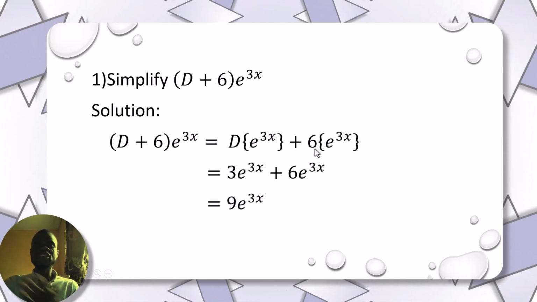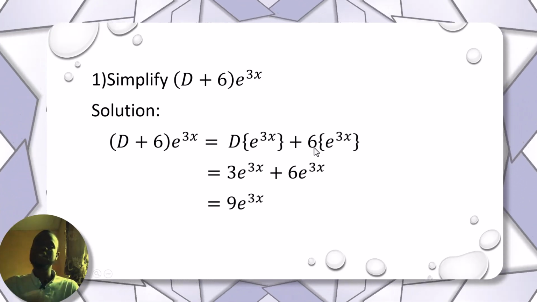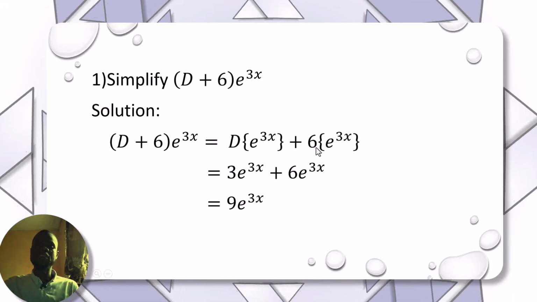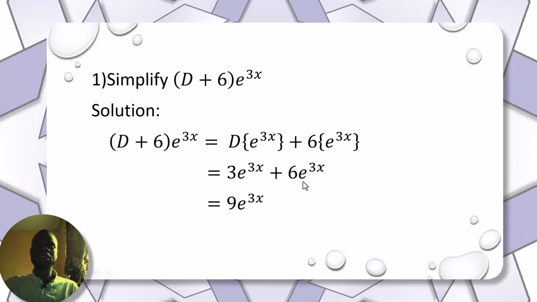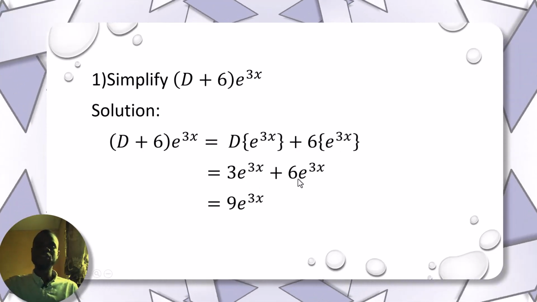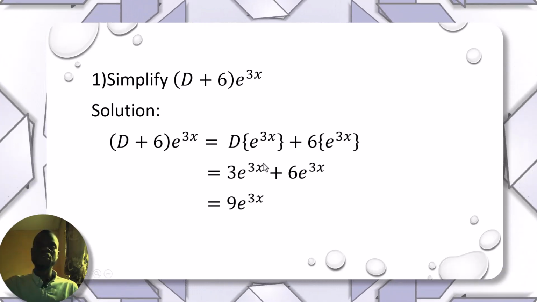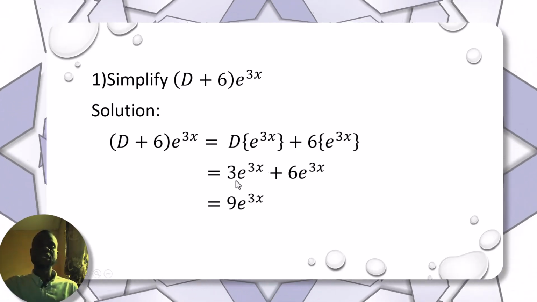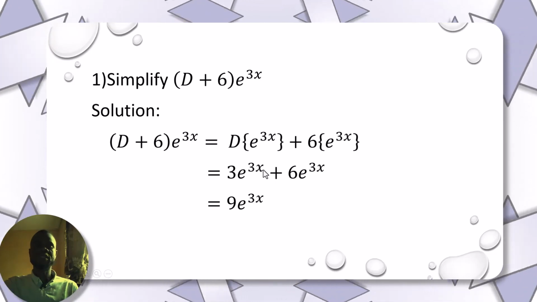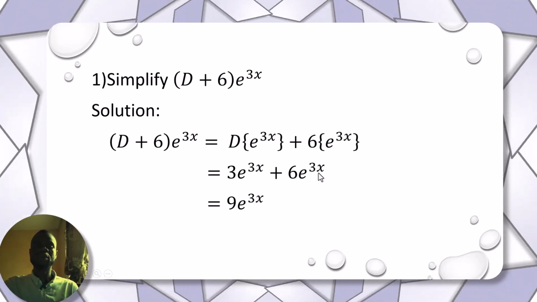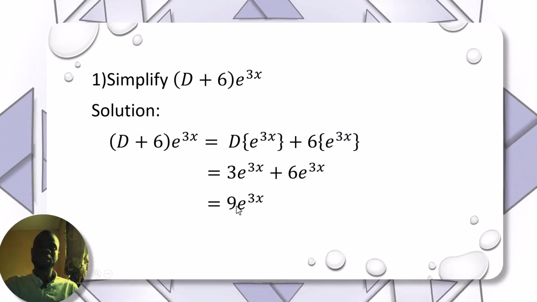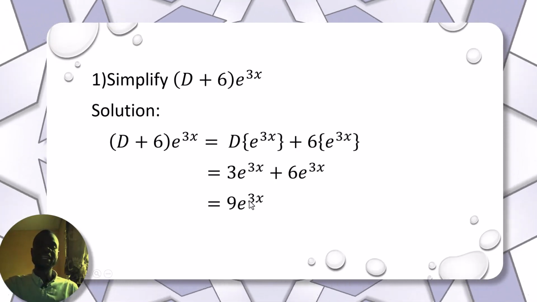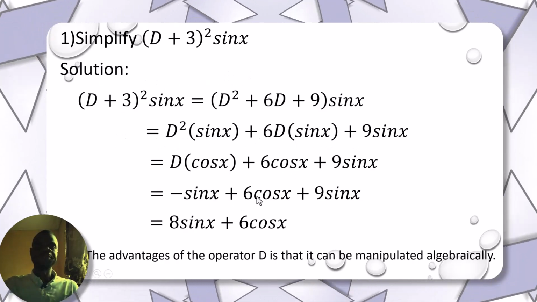For this, there is no d. Since there is no d, I'm not going to differentiate it. I simply open the bracket to give me this. Now there's something common here, e to the power of 3x, so I can just add them. 3 e to the power of 3x plus 6 e to the power of 3x, add them, it will give me 9 e to the power of 3x.